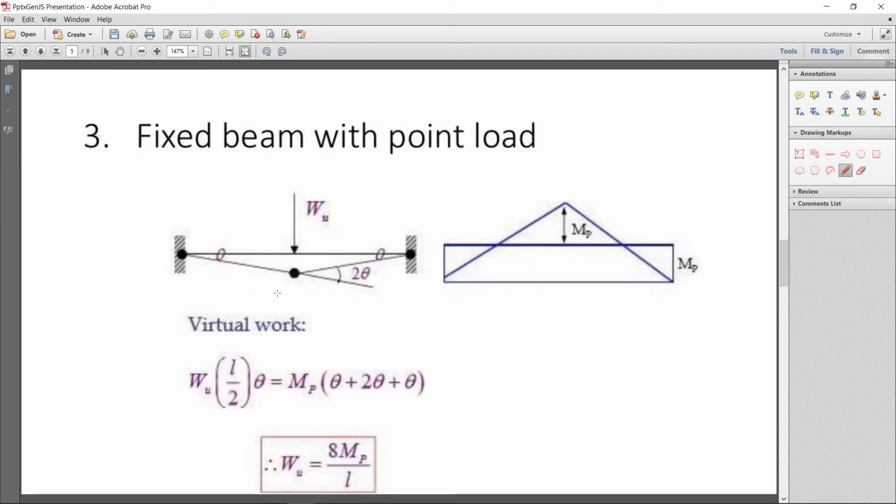Now take another example, fixed beam with a point load by virtual work. In this example, the load is applied at the center. You can simply write w into L by 2 into theta, that is the external work done. For the internal work done, definitely plastic hinges will form at this location, this location, and this location. The internal work is Mp into theta plus 2 theta plus theta. You will get w equal to 8 Mp over L. That is the collapse load for a fixed ended beam with a point load at the center.